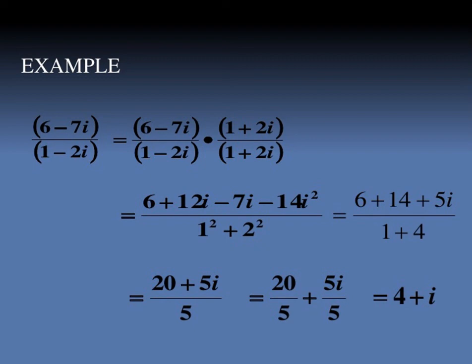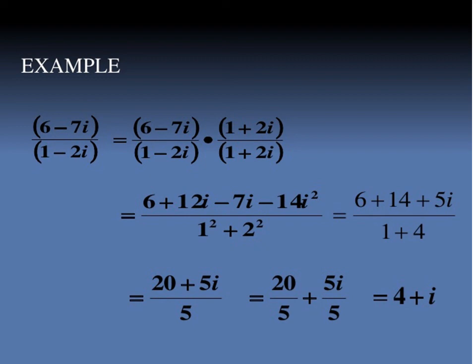In the denominator, 1 minus 2i and 1 plus 2i are like a minus b and a plus b. Use the formula a square minus b square. Here a is 1 and b is 2i. Therefore, a square is 1 square and b square is 2i square. I square means minus 1 again, and minus minus becomes plus 2 square. So 1 square plus 2 square in the denominator. In the numerator, 6 plus 14 becomes 20 plus 5i, divided by 1 plus 4, which becomes 5.